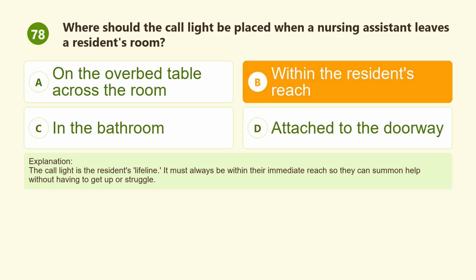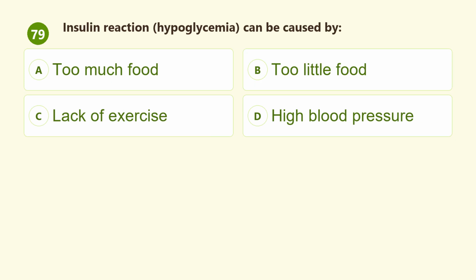Question 79. Insulin reaction, hypoglycemia, can be caused by option A, too much food, option B, too little food, option C, lack of exercise, option D, high blood pressure.